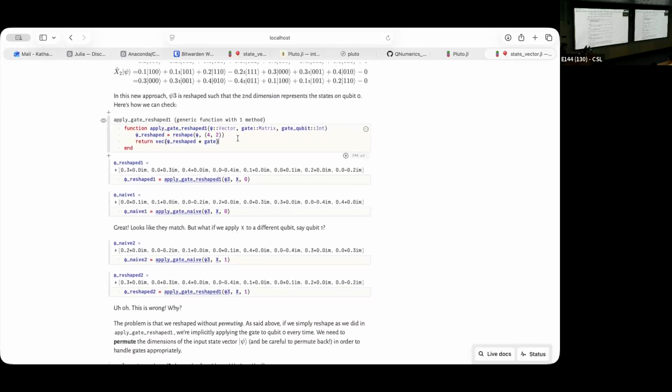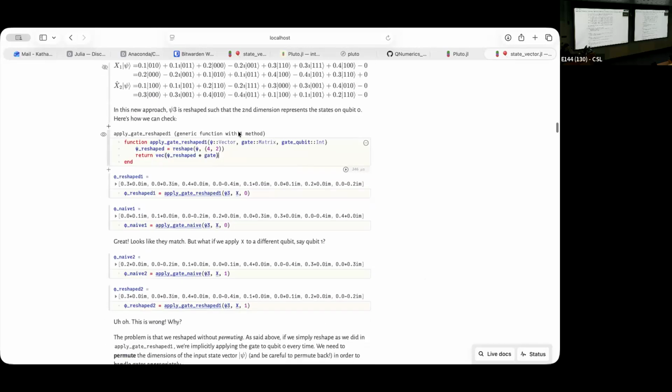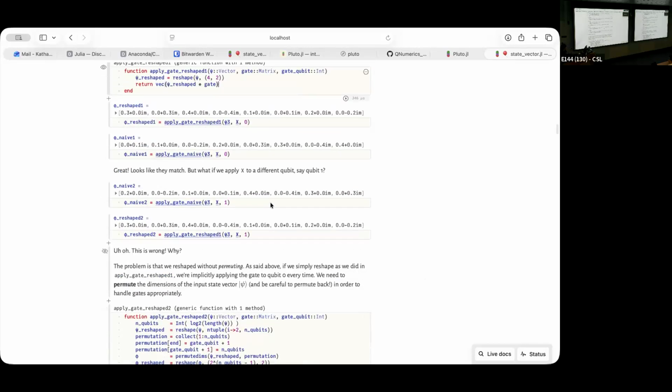Okay, so if I just naively reshape this, and again, kind of foreshadowing what the answer is going to be, and just multiply these two matrices and output a vector, you can check this for x on various qubits and compare with the worked answer here. And perhaps not surprisingly, the answer is wrong. The reason for this is that we reshaped the underlying psi without permuting, so we're not necessarily targeting the correct qubit.